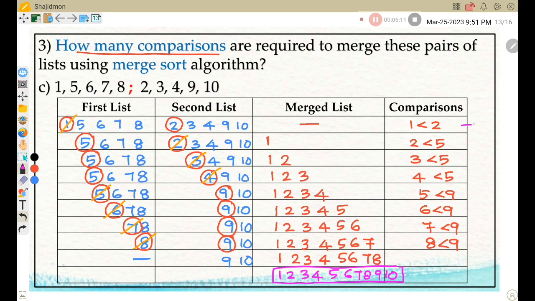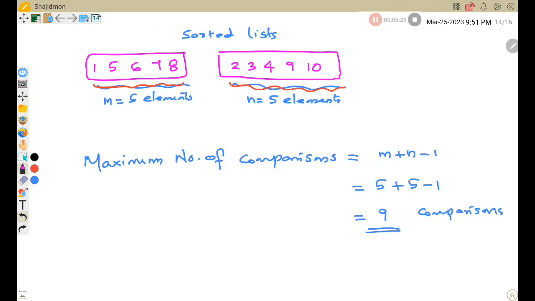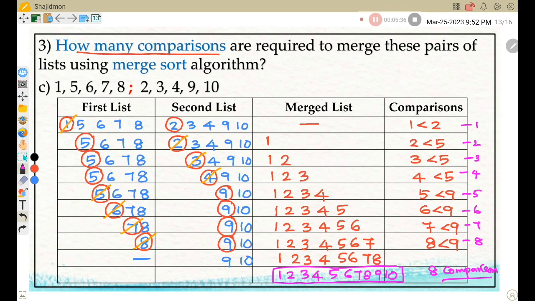So how many comparisons are taken? You can count here: 1, 2, 3, 4, 5, 6, 7 and 8. So how many comparisons are taken? 8 comparisons are taken. But maximum comparisons in these two lists? 9 comparisons, correct? Maximum 9. But in this question, when we are doing it originally, how many comparisons were needed? 8 comparisons only were needed, so that we get the list. Hope you understood this one.